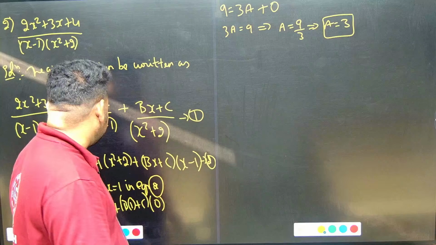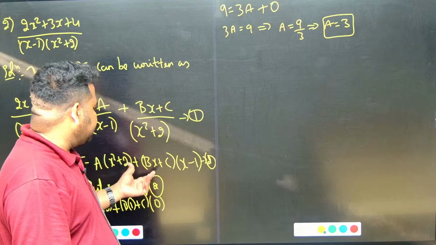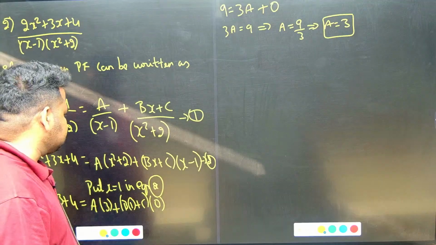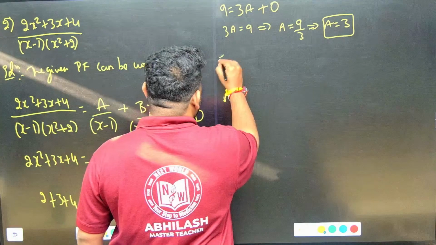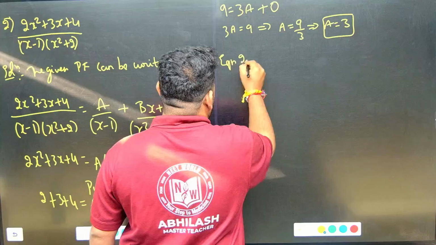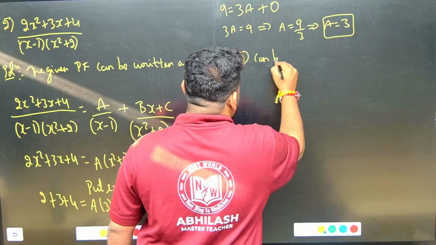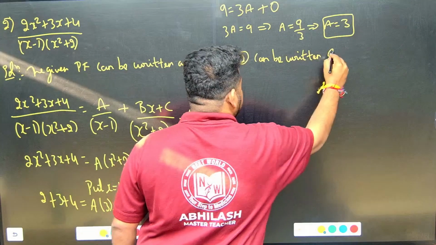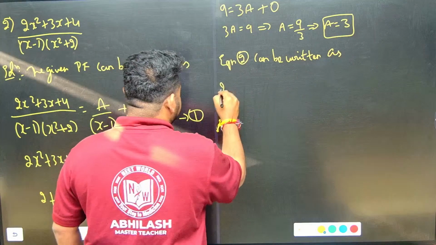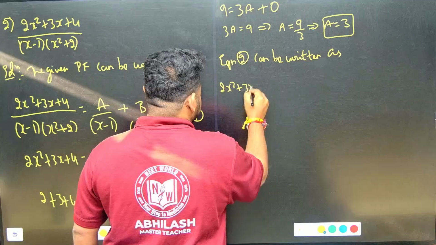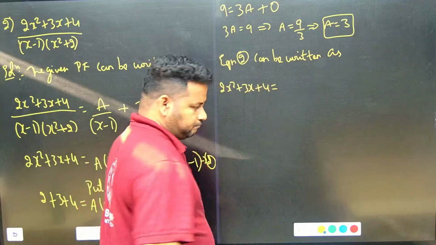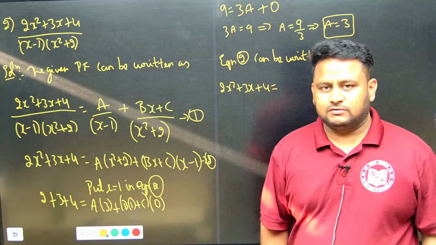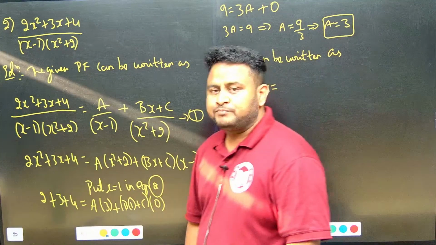Now, what we have to do? We have to get the value of b and c. Now, let us multiply this. Equation 2 can be written as 2x square plus 3x plus 4. What we are doing? We are multiplying bx plus c into x minus 1. Then we will compare the coefficients, friends.